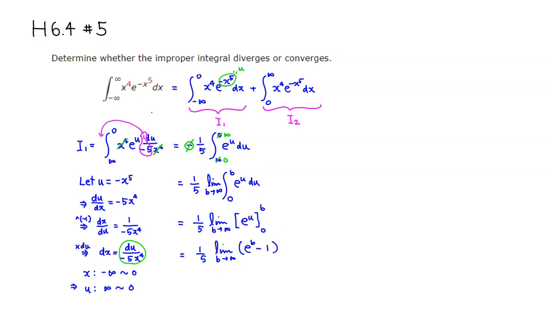As b approaches infinity, e to the b approaches infinity. Infinity minus 1 is still infinity, so this ends up becoming infinity times 1 over 5, which is still infinity. So this is going to be divergent. We have I2 as well, but there's no point in evaluating I2 because I1 already diverges, which means that the original improper integral also diverges.